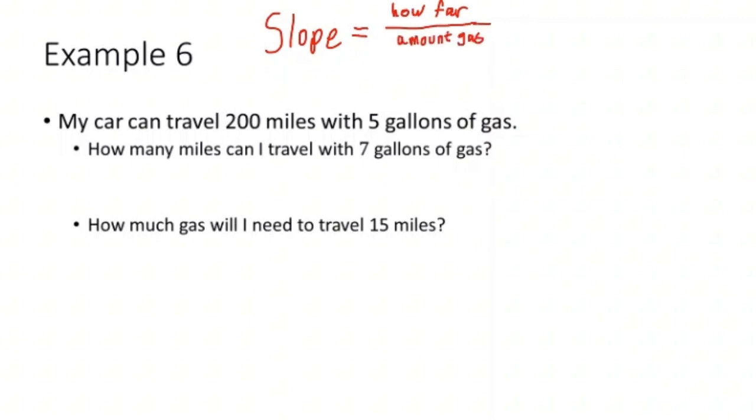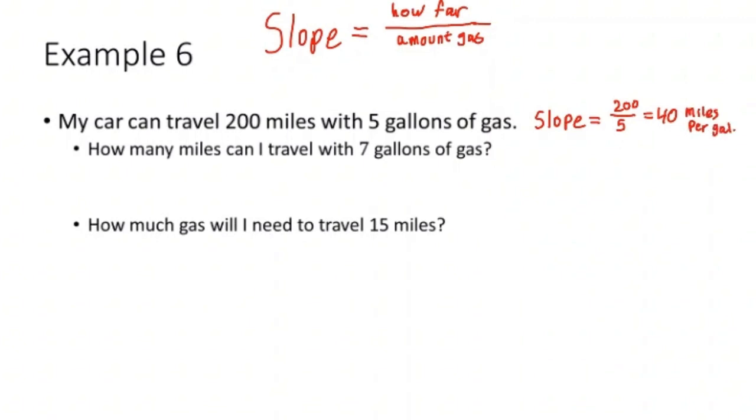So at the very start, before answering this question, let's start off looking for the slope. In other words, how far can I travel divided by how much gas I have? In this case, 200 divided by 5. And when I divide 200 by 5, I get 40, meaning I can travel 40 miles per gallon. Now let's answer our two questions.